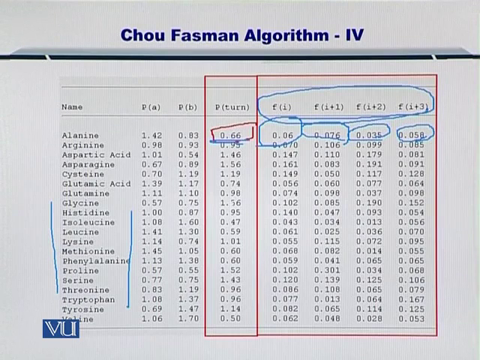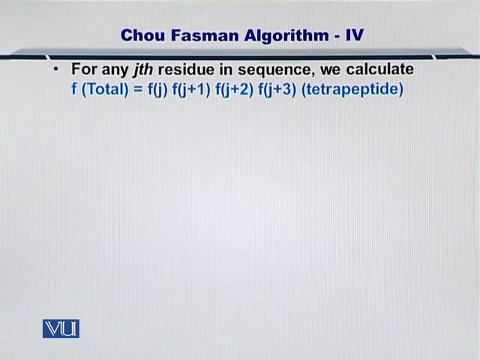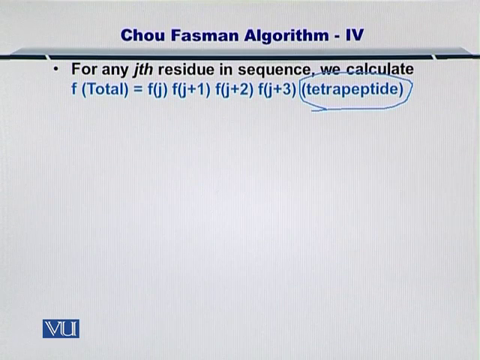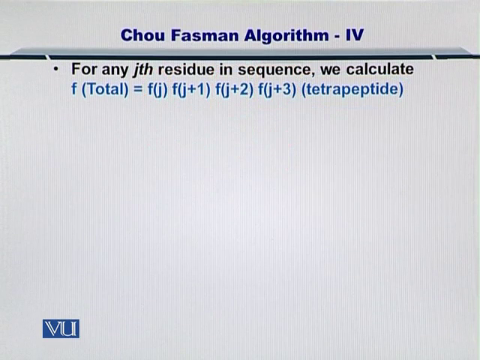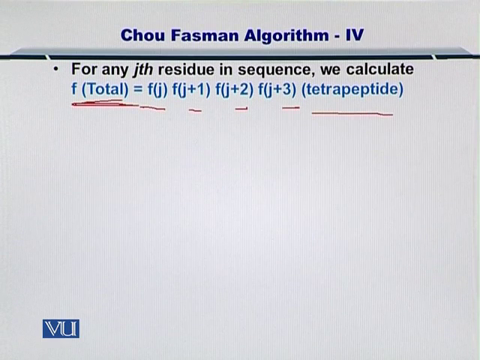So let's take a look at an example. If you have the 4 amino acids given to you and you want to compute if they will form a turn, that is the secondary structure, then you can construct a tetrapeptide or 4 amino acids Fj, Fj plus 1, Fj plus 2 and Fj plus 3. So by considering these 4 amino acids together and looking at their propensity to form a turn, you can compute F total. So F total is simply the product of these 4 numbers or the propensity for the tetrapeptide.